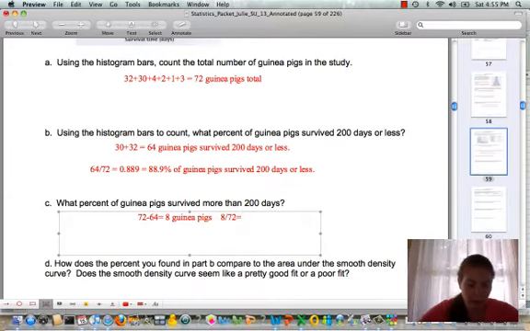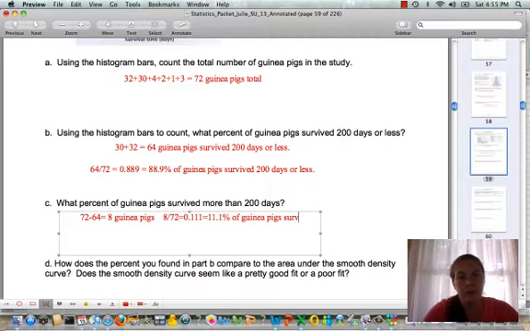And if we do that, you get 0.111, or if you make that a percent, you get 11.1% of guinea pigs survived more than 200 days.